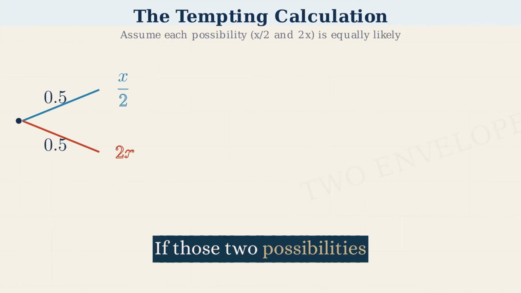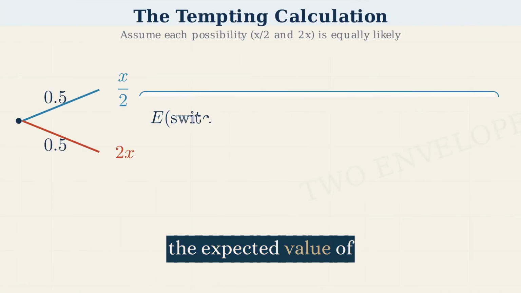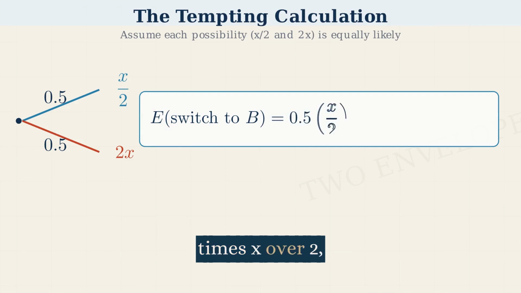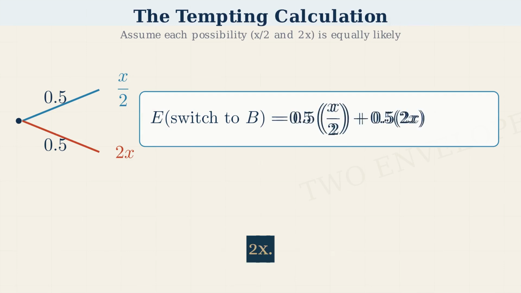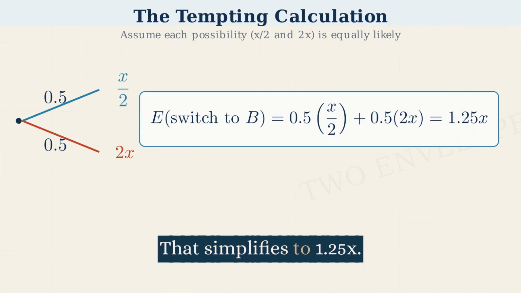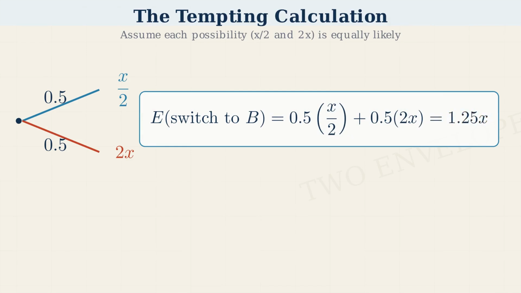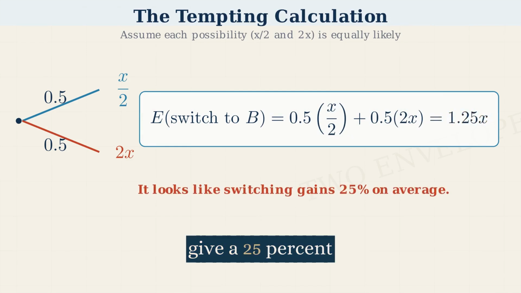If those two possibilities seem equally likely, then the expected value of switching is 1/2 times X over 2 plus 1/2 times 2X. That simplifies to 1.25X. So switching appears to give a 25% boost on average.